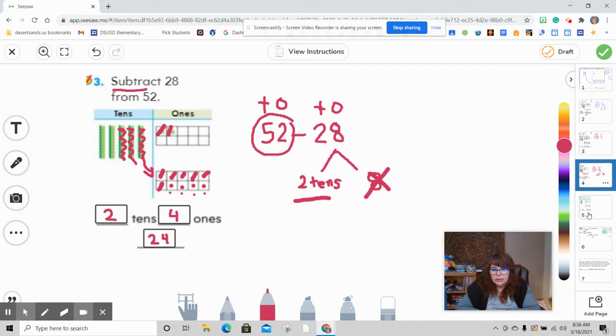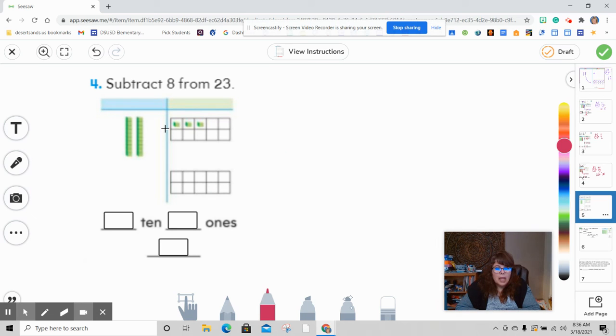So now I'm going to look at my next problem. It says subtract 8 from 23. That means take away 8 from 23.